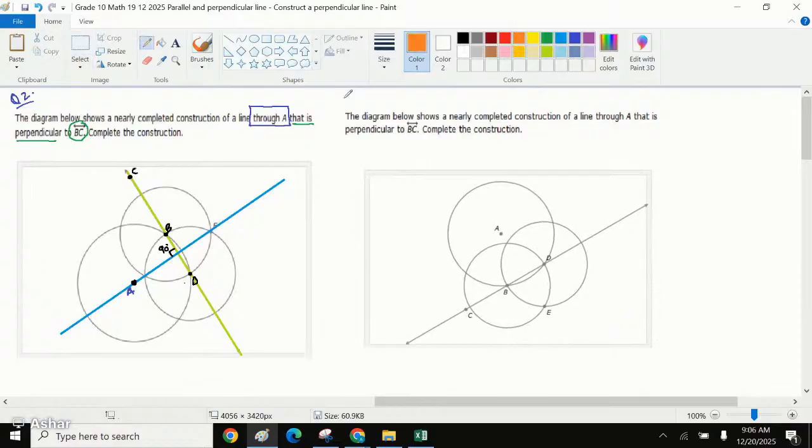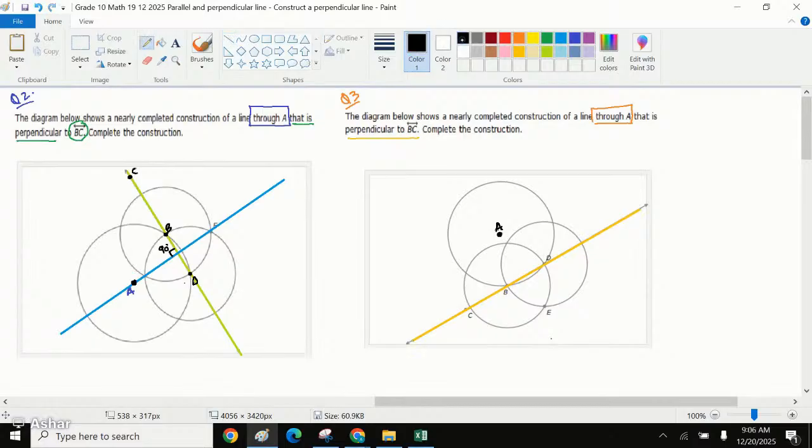So in question number 3, they say the diagram below shows a nearly completed construction of a line passing through A, and we know the point A is over here. This is point A, right? That is perpendicular to B and C. So let's highlight the line B and C. Can we say this is the line B and C? Since we already know the points B and C, we can say this was the line B and C.